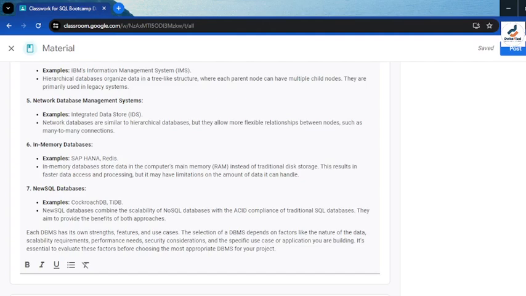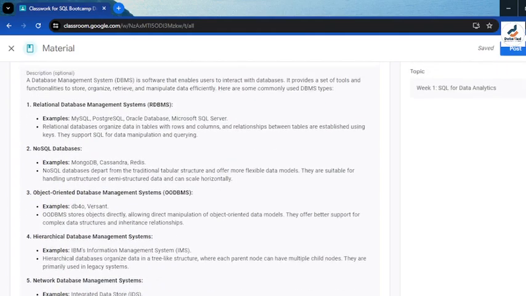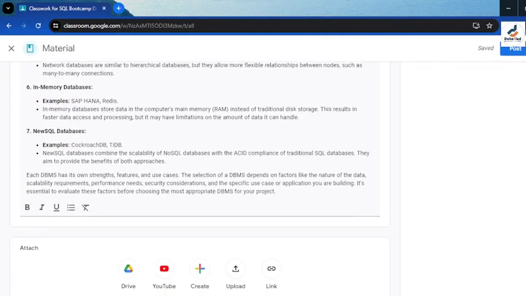Now, what is very key for us to understand is that each DBMS has its own strengths, its features, and its use cases. The selection of a DBMS depends on factors like the nature of the data, which is very important. If the nature of my data is semi-structured or unstructured, it means I should consider using a NoSQL database, which is basically the Cassandra type, MongoDB, and so on.